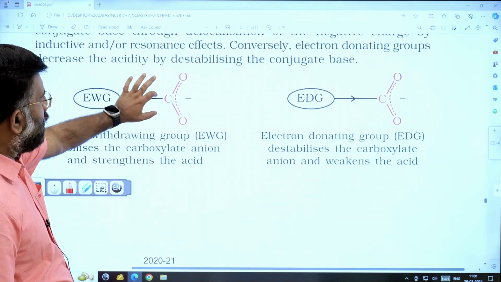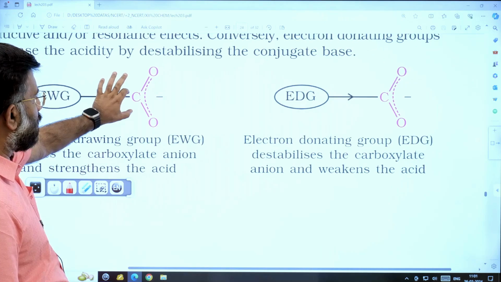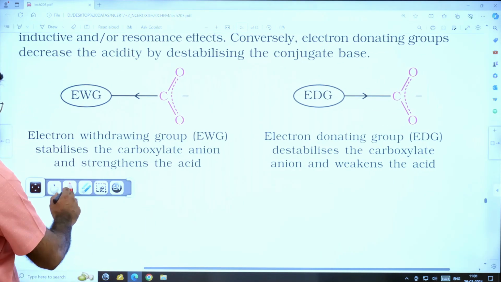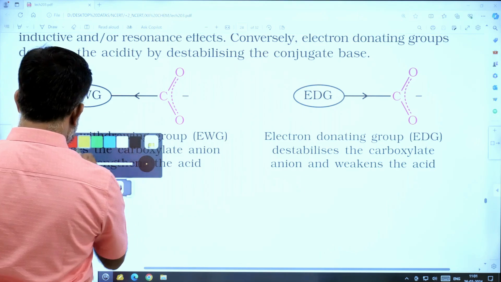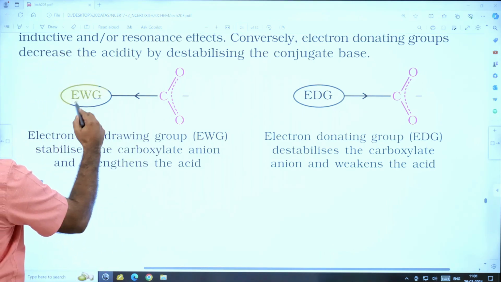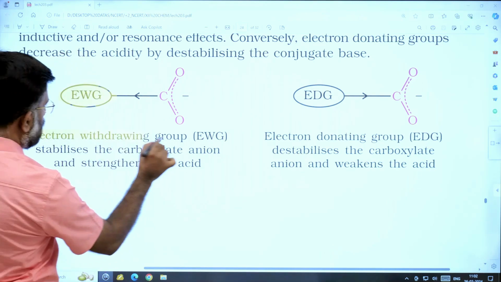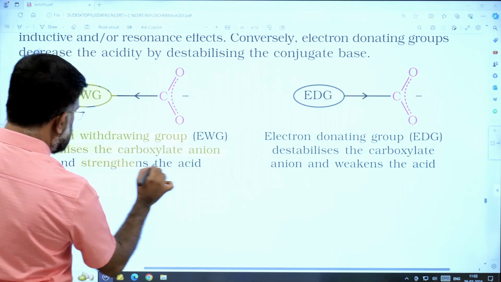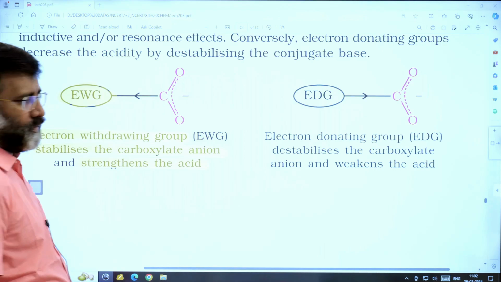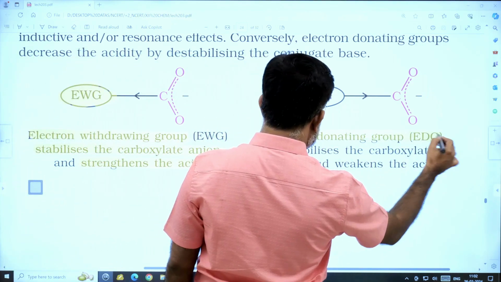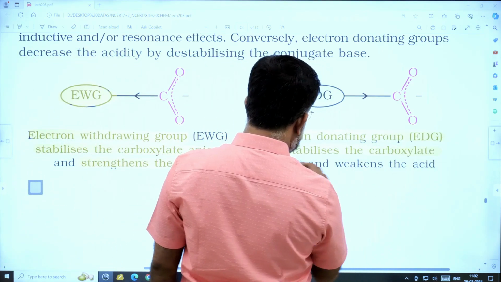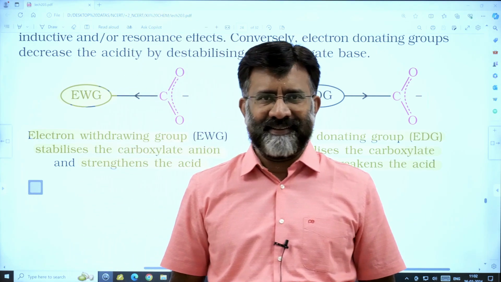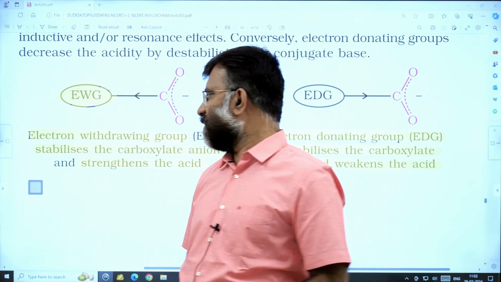And this is the kind of explanation which we can give for the presence of electron withdrawing group and electron donating group. Please see that. Electron withdrawing group stabilizes the carboxylate ion and strengthens the acid, while electron donating group destabilizes the carboxylate ion and weakens the acid. Clear? Right.